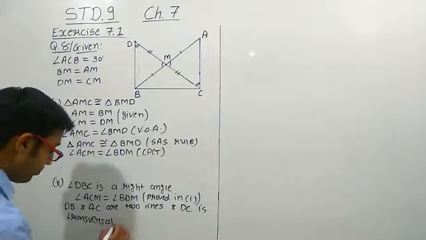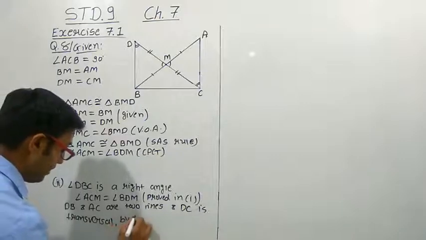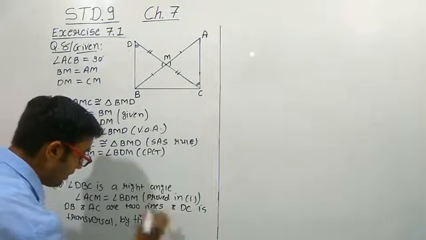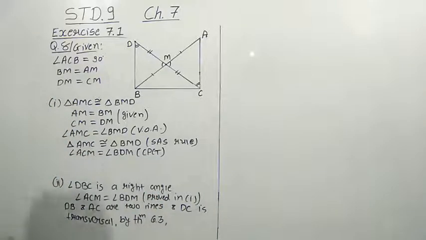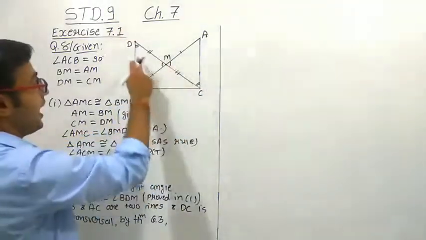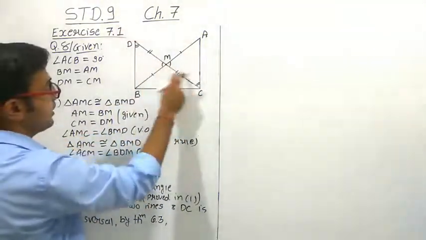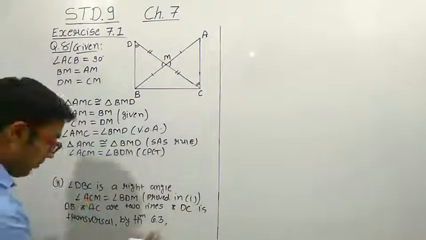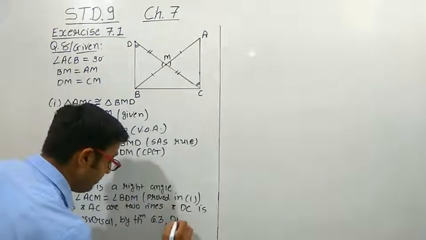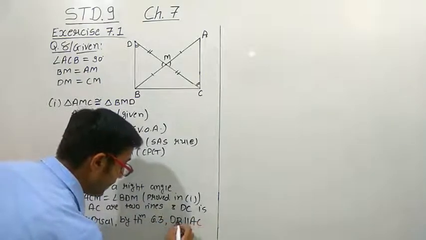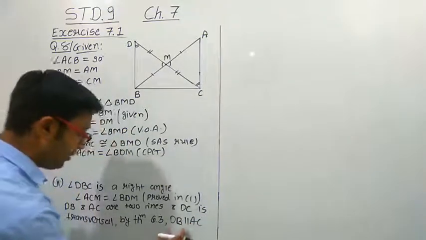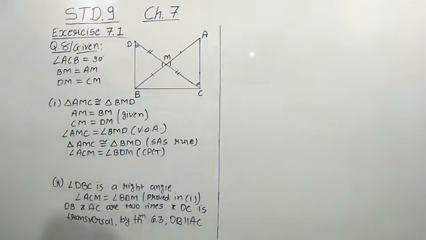So according to theorem 6.3, if there are two lines, one transversal is intersecting, and if the pair of alternate interior angles become equal, then by theorem 6.3 we can say that DB and AC are parallel. DB will become parallel to AC, right? So what we were required to prove here is that DB and AC are parallel, that we have proved here.